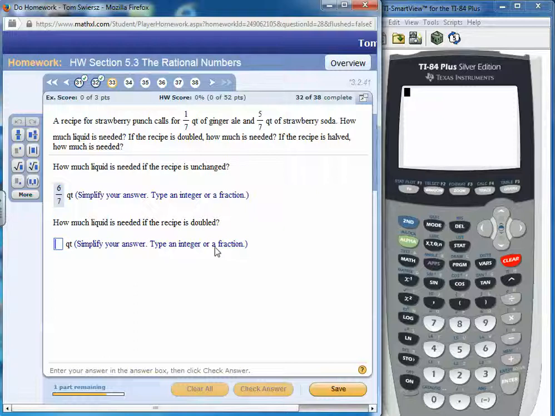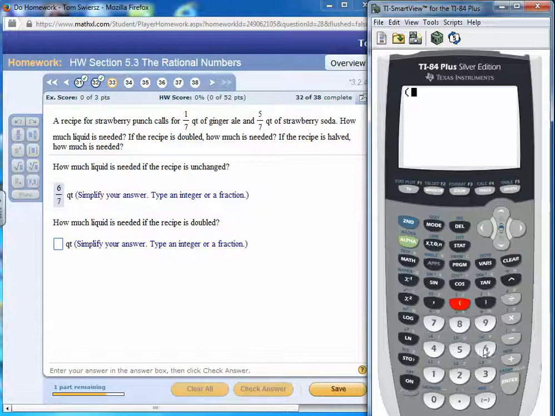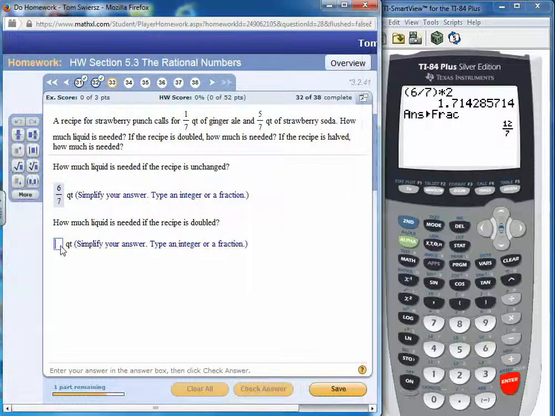How much liquid is needed if the recipe is doubled? Okay, well, we just multiply by 2. So again, we can take 6 divided by 7. Doubled means multiply by 2, so we'll multiply by 2, and we get 1.714. Type an integer or fraction, so again, we'll go to Math, fraction key, and it's 12 over 7.